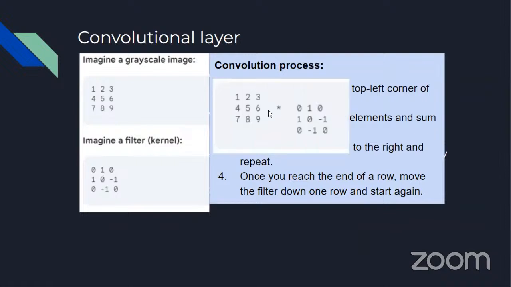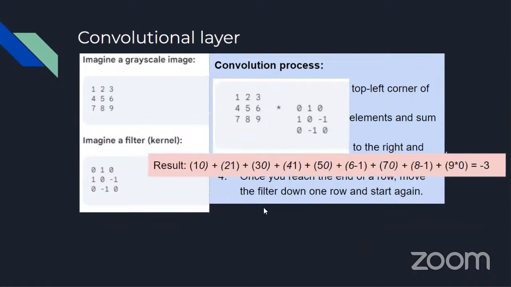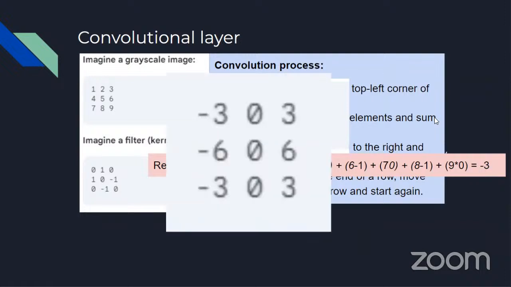Now we are convoluting. This star is the convolution operator. Actually, we are convoluting the input image with the filter. So what will be the result? The result will be this: 1 multiplied by 0, plus 2 multiplied by 1, plus 3 multiplied by 0, plus 4 multiplied by 1, and so on. So the output will be minus 3, right? So this is minus 3.